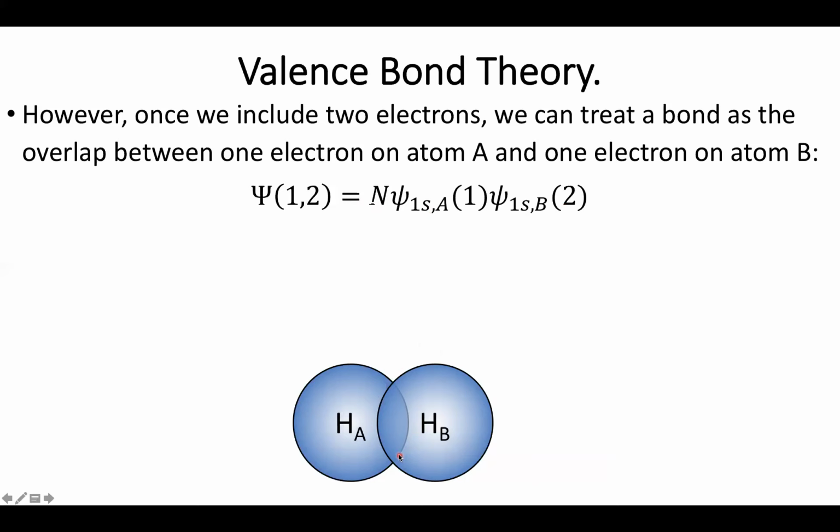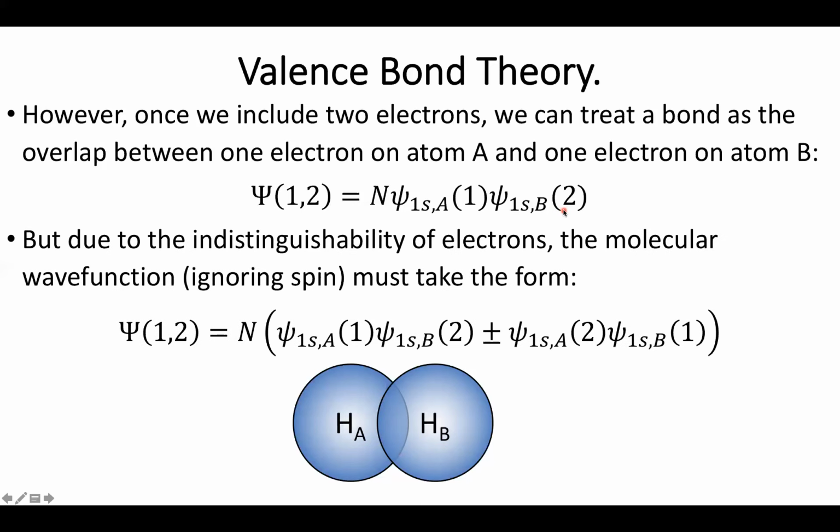But we run into the same exact problem that we did when we were dealing with the multi-electron atom, and that's electron indistinguishability. Because how do I know that electron 1 is around A and not around B? And how do I know that electron 2 is around B and not A? Because in truth, they're going to be around both. So I have two possibilities, electron 1 on A and electron 1 on B.